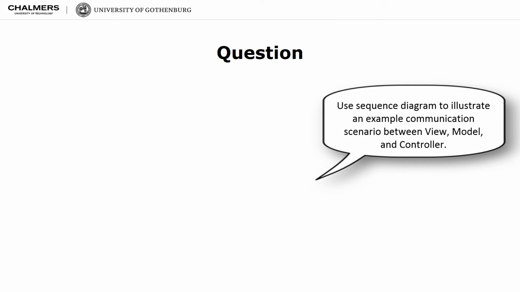Here is a question for reflection. Use a sequence diagram to illustrate an example communication scenario between model, view, and controller.